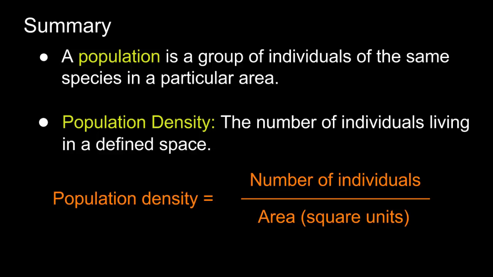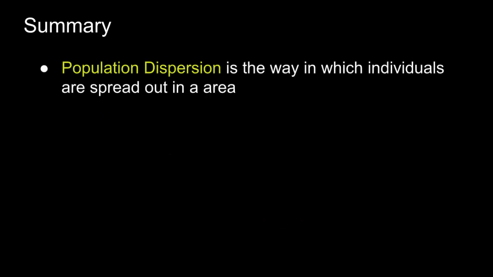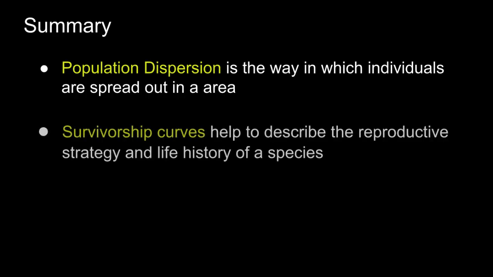And there's a very simple calculation you can see here to calculate population density. You simply count the number of individuals and divide that by the area. Whatever that area may be, that may be a small area, it may be a medium-sized area, it may be an extremely large area, but it's got to be in square units, so square inches or square meters or square miles. Those are very different sized areas, but they're all square areas. The next item here is that population dispersion is the way in which individuals are spread out in an area. And remember, they can be in a uniform dispersion, a clumped dispersion, or a random dispersion. And that tells us a little bit about that organism.